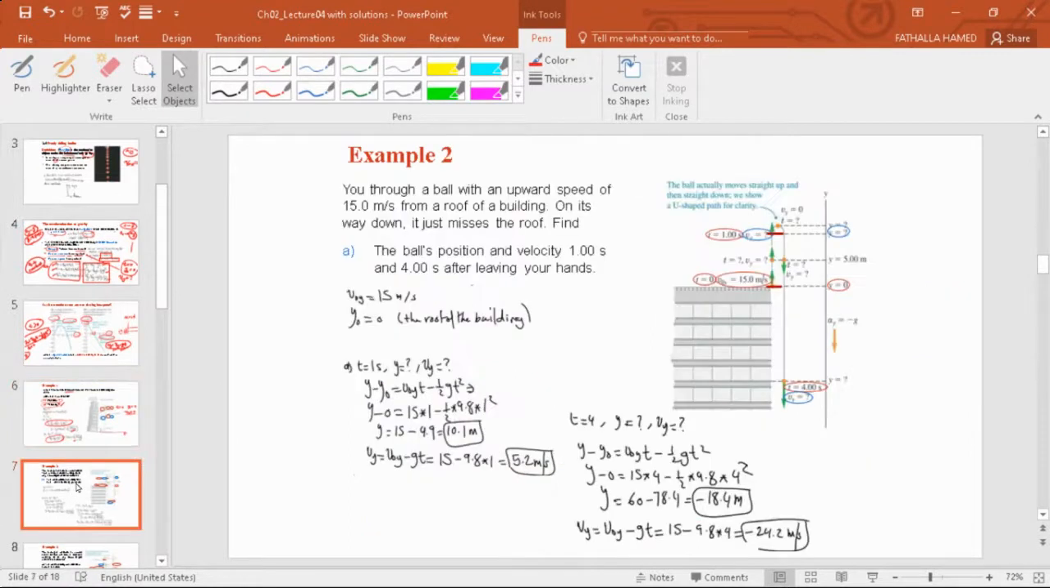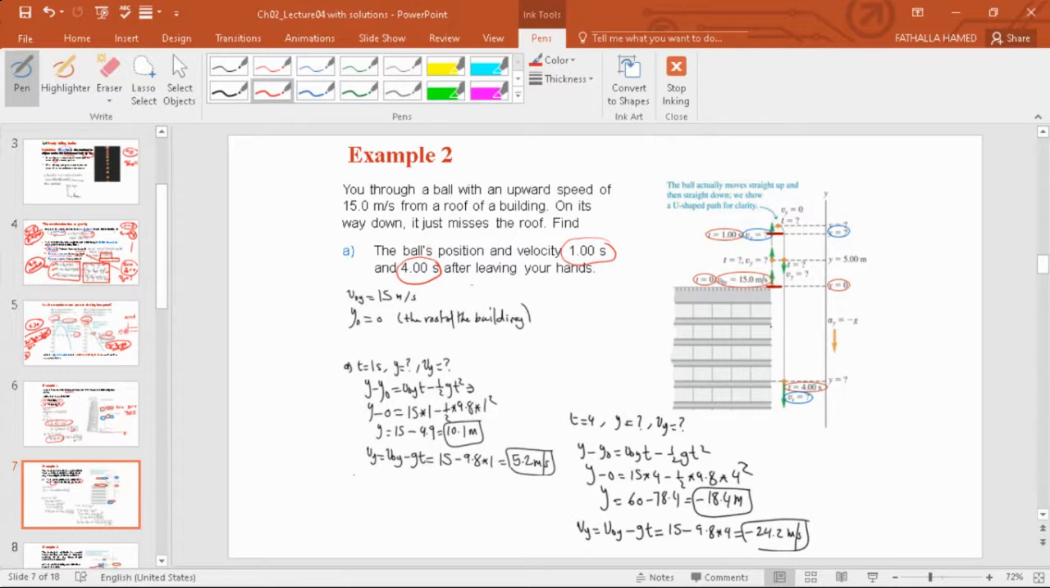Now, the example after that, we have an example here. And they tell you in this example, you throw a ball with an upward speed of 15 meters per second from the roof of a building. On its way down, it just misses the roof. And they tell you, find the ball's position and velocity at t equals 1 second and t equals 4 seconds.